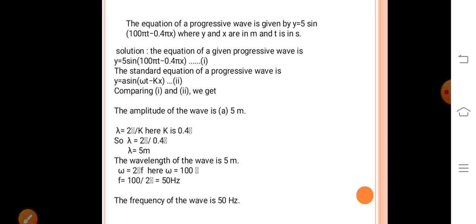The frequency formula is omega equals 2 pi f. Here omega is equal to 100 pi, so the frequency formula becomes f equals omega upon 2 pi. So when we put the value of omega and 2 pi, we get 50 hertz frequency. In this way we can solve the progressive wave numerical questions. Thank you.